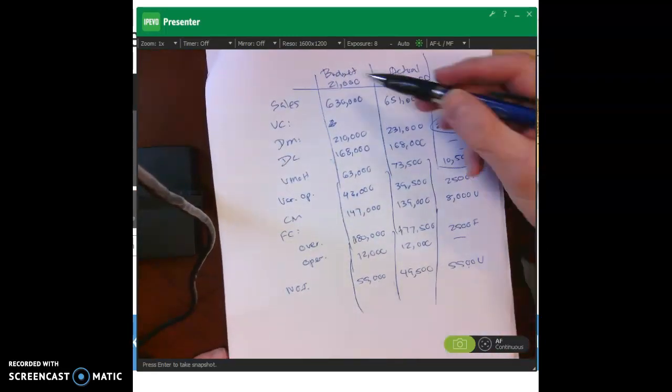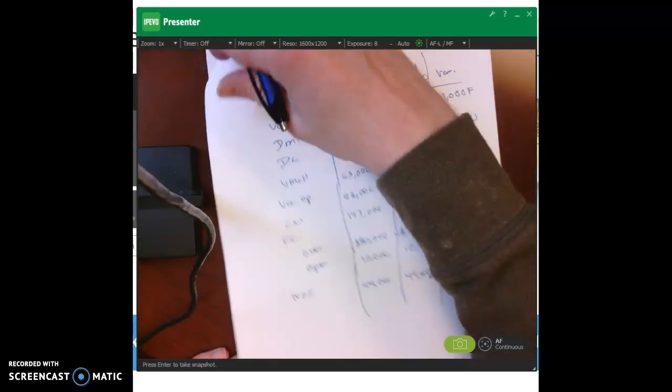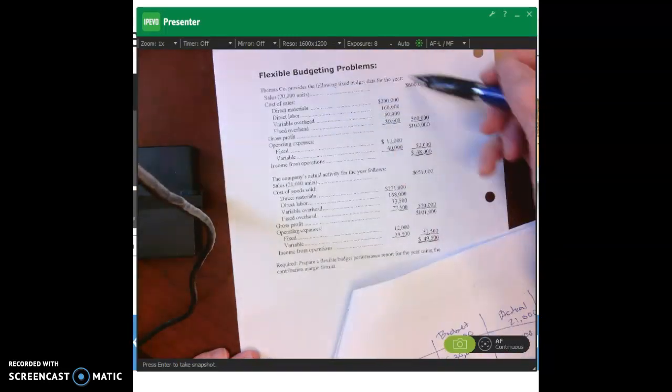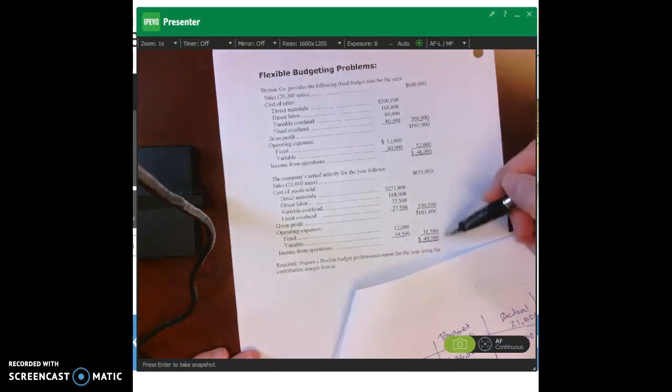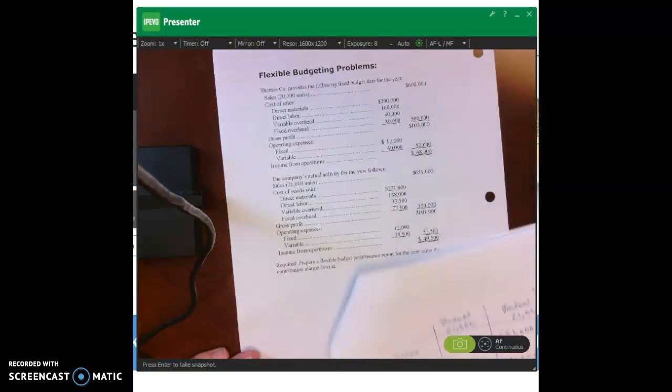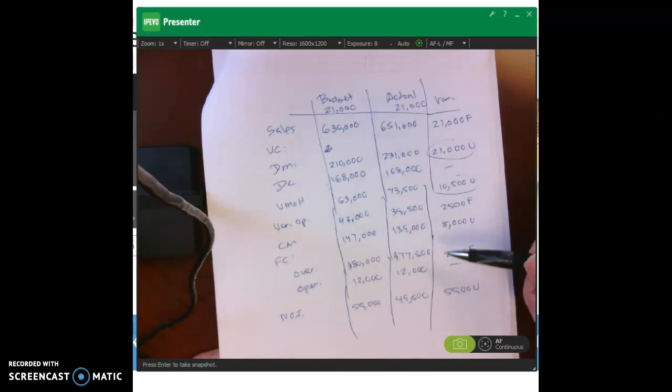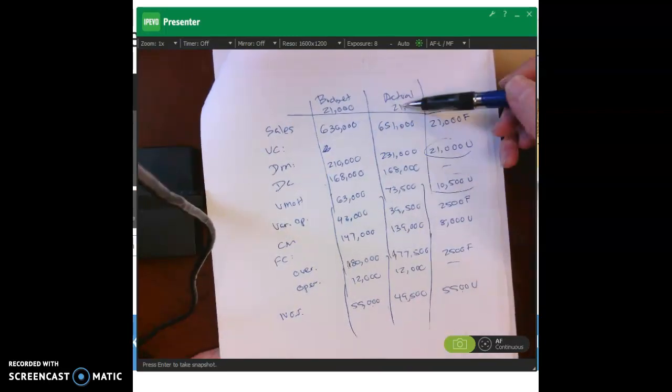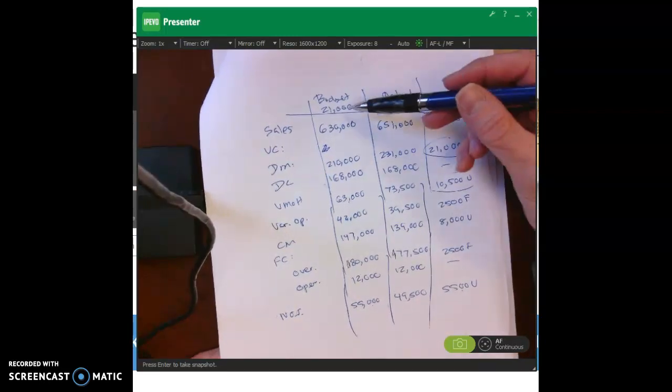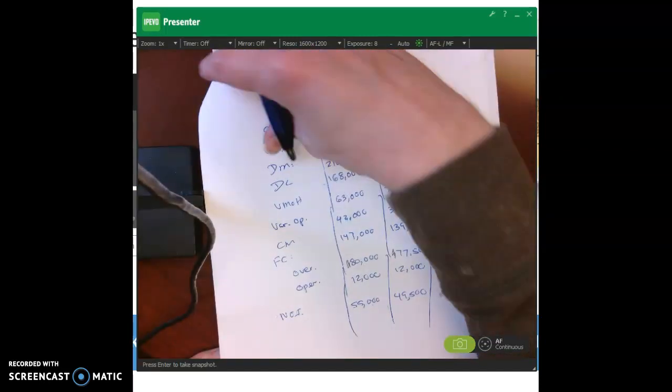Okay? So this is a flexible budget. This is a fixed budget. And you can see the problems here with the fixed budget. The flexible budget is a much better way to do it because we can compare apples to apples. Same volume. Okay? All right.